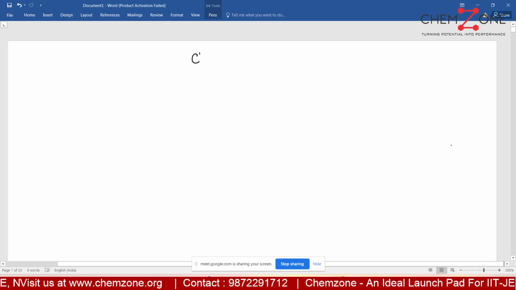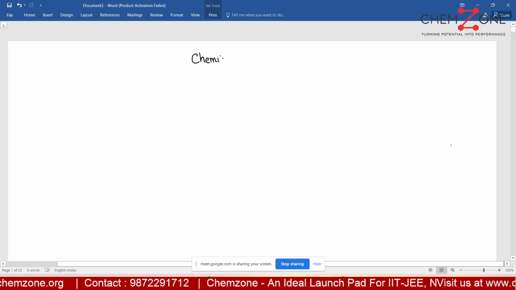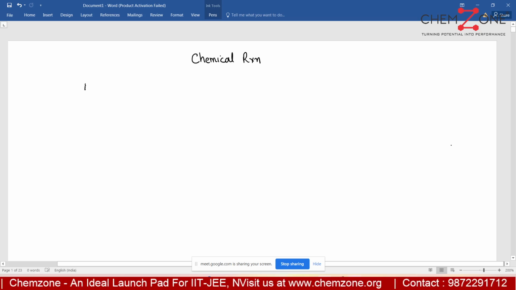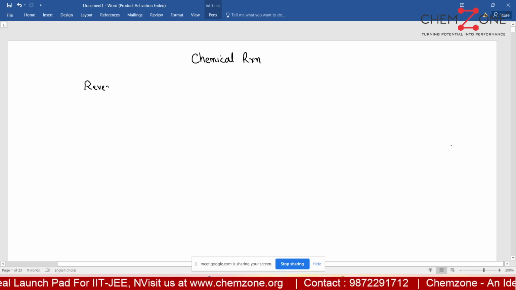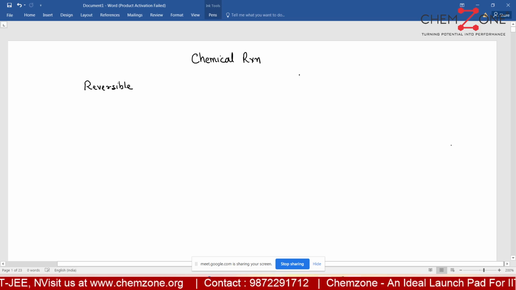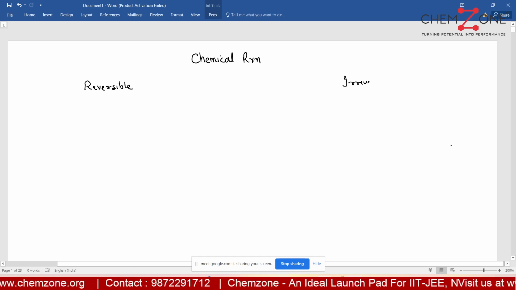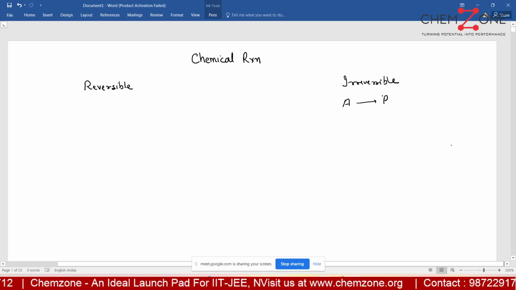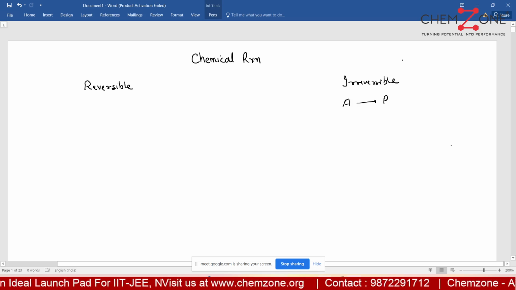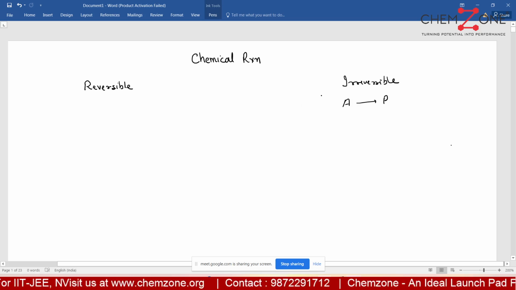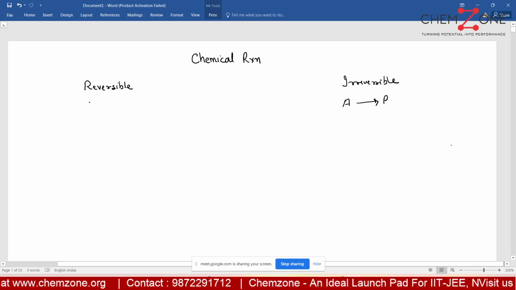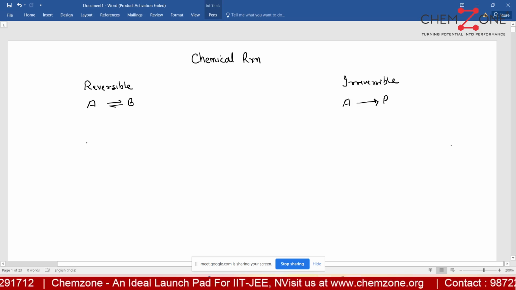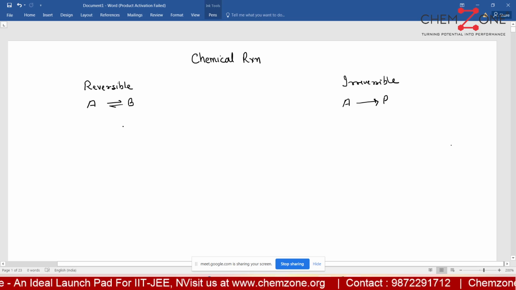When you talk about chemical reactions, these are of two types. One is a reversible reaction, the other is an irreversible reaction. Irreversible means once the reactant has been converted into product, the product cannot be converted back to the reactant. And reversible means A into B and B into A. They are interconvertible into each other.